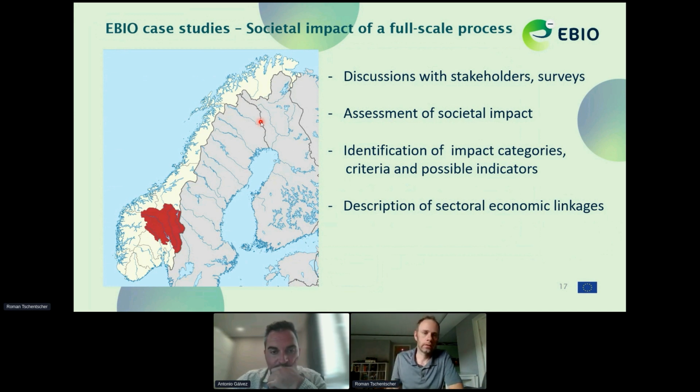As I mentioned, we also have a societal impact assessment as part of the project. And for that, we have chosen a Norwegian region, which is called Innlandet. It's a region with a lot of biomass resource. It's a region which has a lot of attention when it comes to creation of jobs.